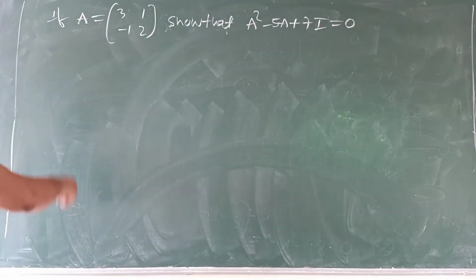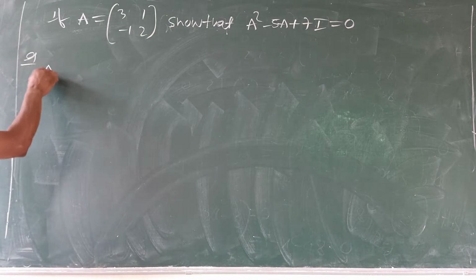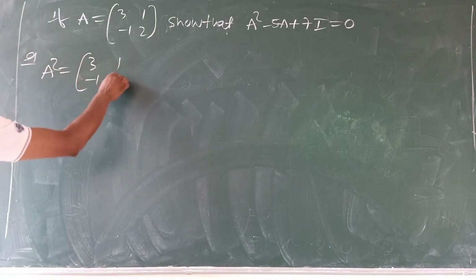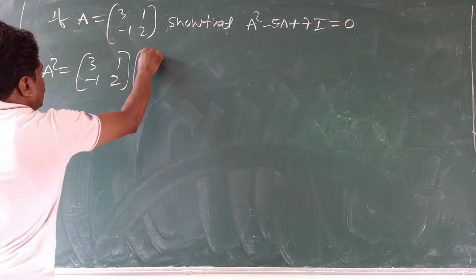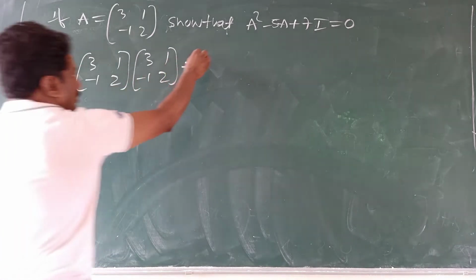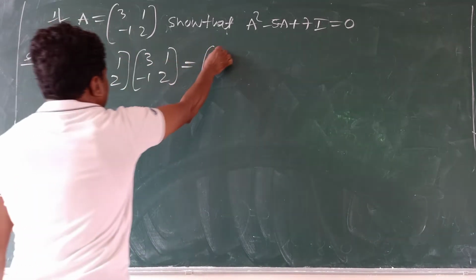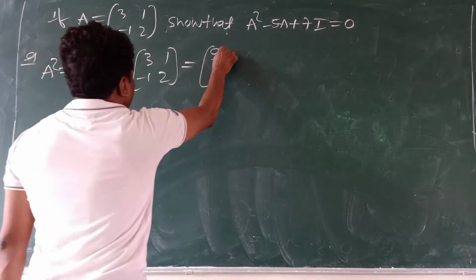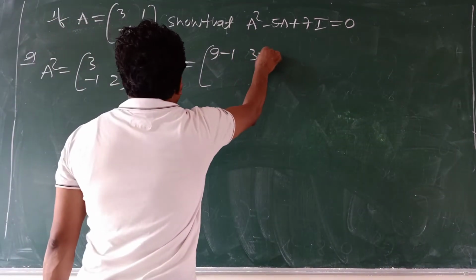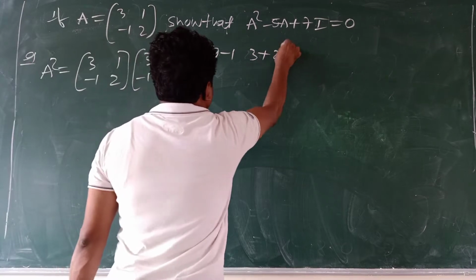Okay, let us find out A square. A square means A into A. [3, 1; -1, 2] into [3, 1; -1, 2]. First row, first column. 3 3s are 9, minus 1. First row, second column. 3 1s are 3, plus 1 2s are 2.